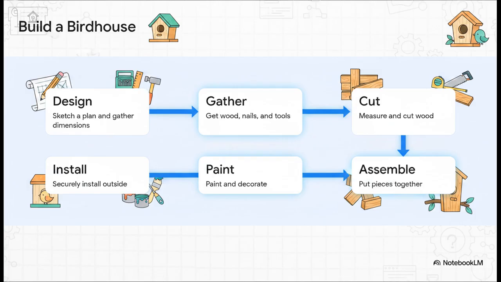Step 1, design the birdhouse. Just sketch it out. Step 2, gather your materials like wood and nails. Step 3, cut the wood. Step 4, assemble the pieces. Step 5, paint and decorate. And finally, Step 6, install the birdhouse outside. Boom! Suddenly a tough carpentry task is incredibly simple just because we broke it down into 6 easy steps.